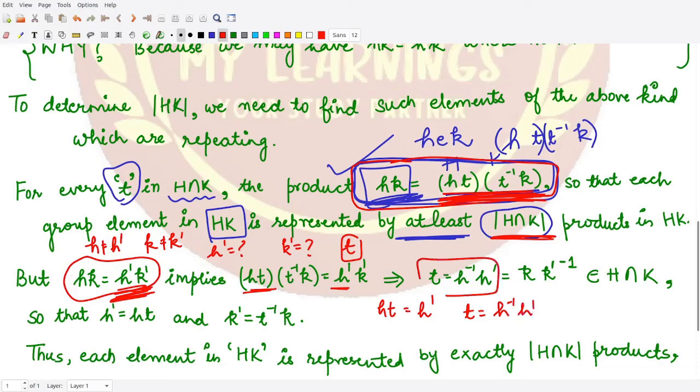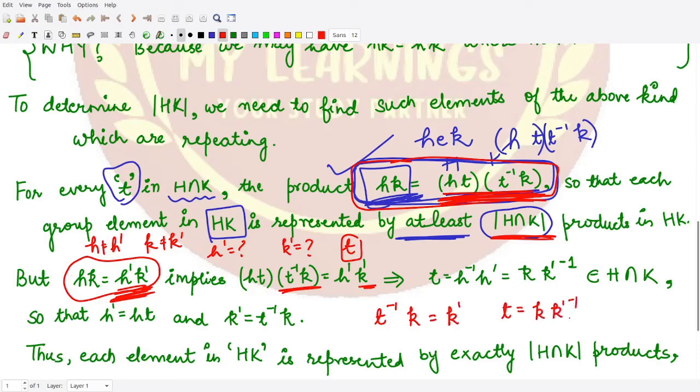So this is what I have written here, and by the second calculation, for the second term, this thing is equal to this thing, right? So we have T inverse K equal to K dash. From here what is the value of T? T is equal to K dash inverse. This is simple calculation, right? Pre and post multiplying by various quantities and then simplifying.